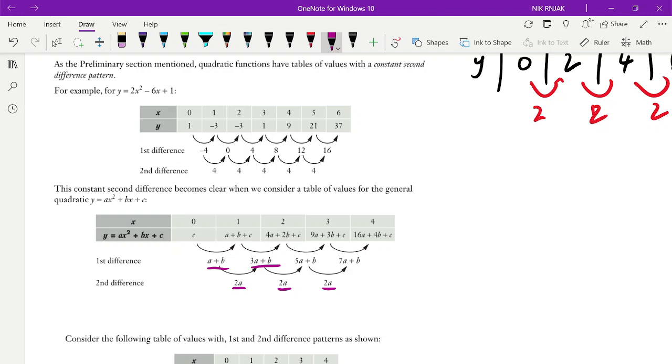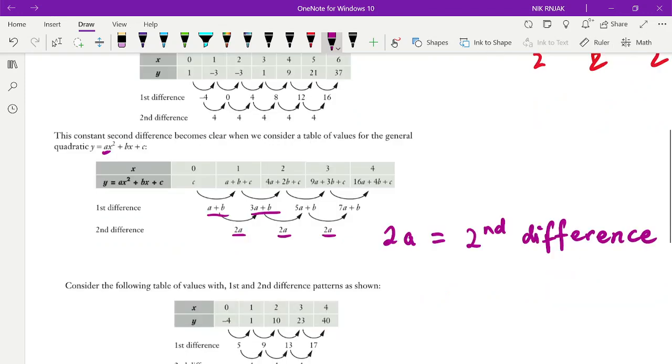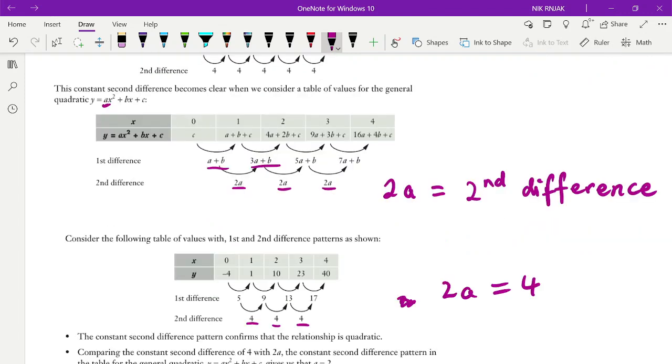And if we apply that to any quadratic relationship, we'll always be able to find what the a value is just by looking at the second difference. So for example, in this problem here, we've got the second difference is equal to 4. So I know that 2a is equal to 4, which means that a is equal to 2.